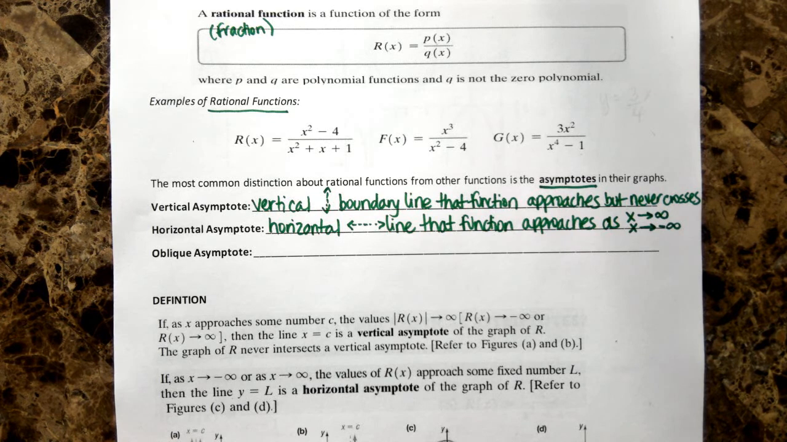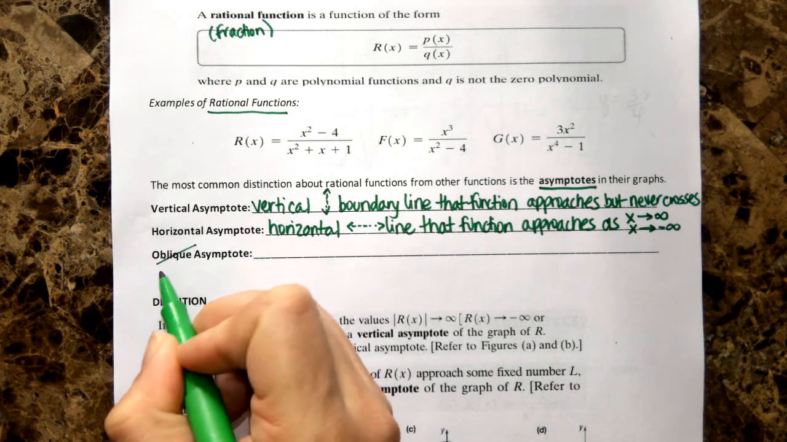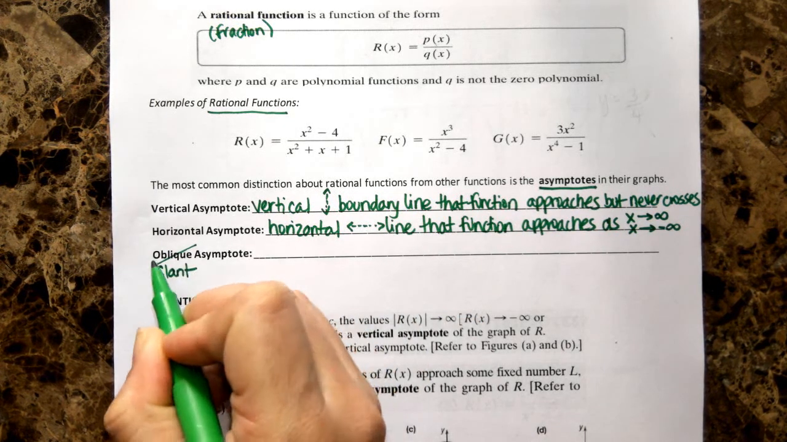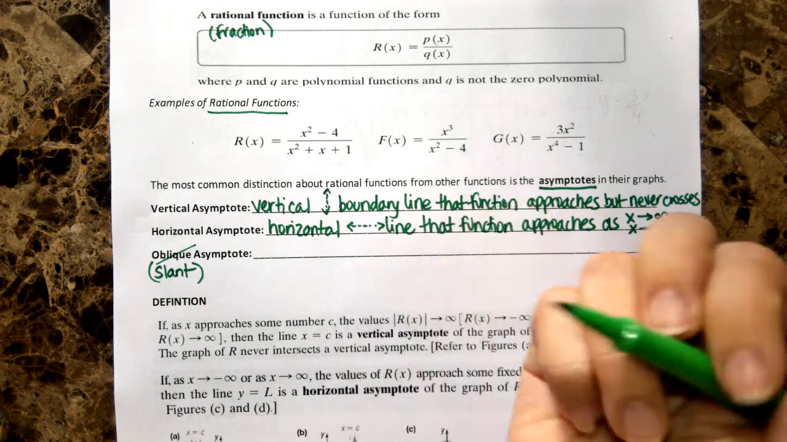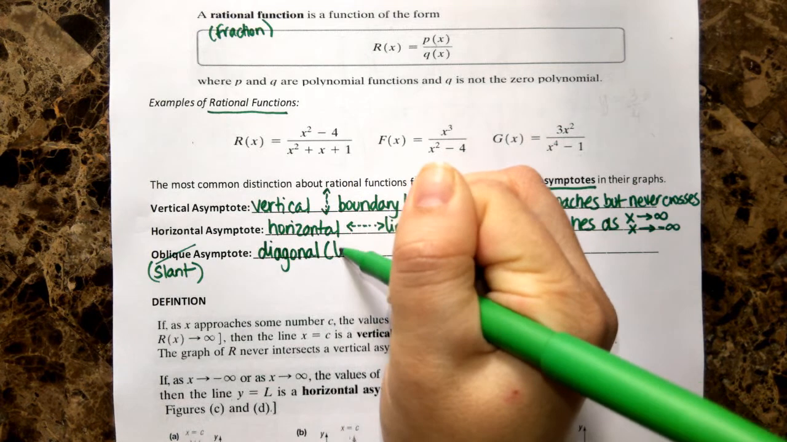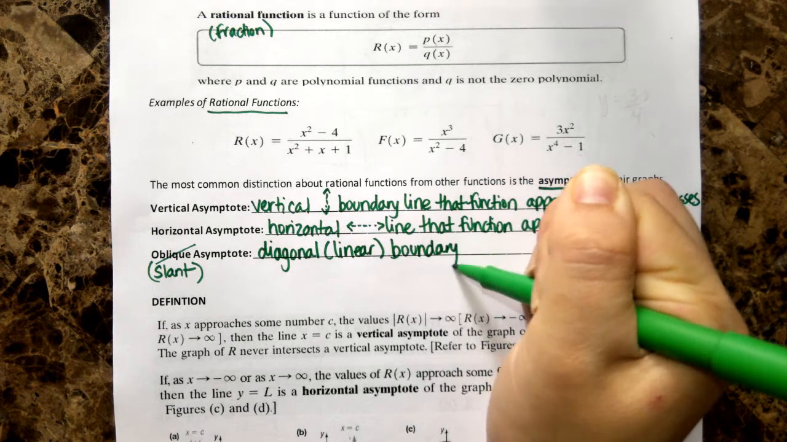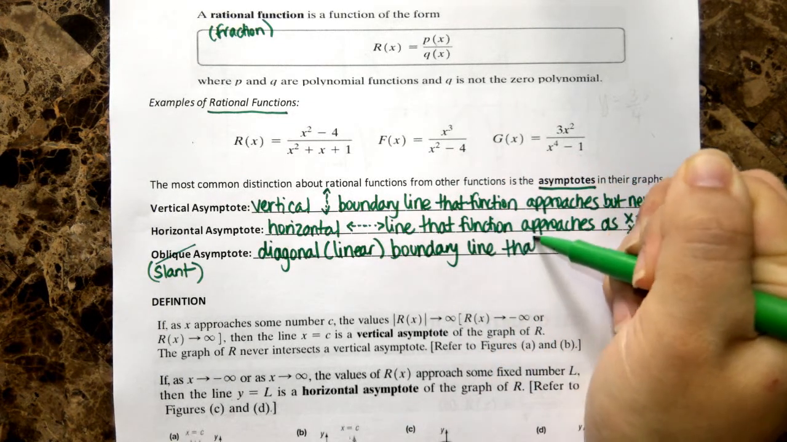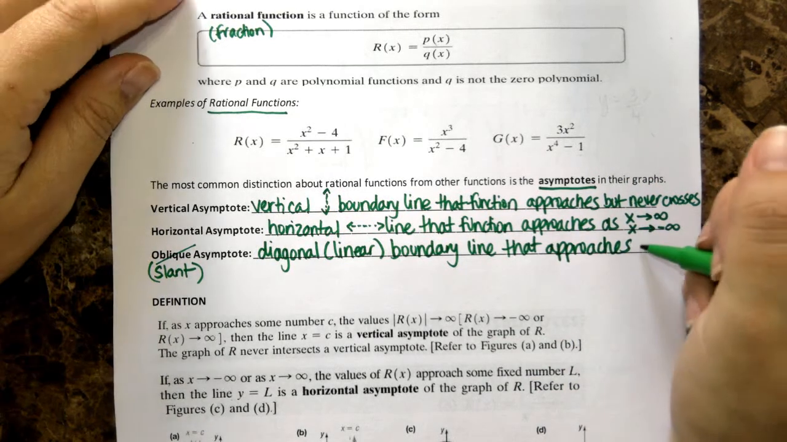And then the last type of asymptote is the oblique asymptote. Now this one isn't as common. I think we'll just do maybe one example on it. But an oblique asymptote, another way to say oblique, I've also heard of a slant asymptote. So they mean the same thing. You might just hear slant or you might hear oblique, but pretty much means it's a diagonal or linear boundary line that a function approaches, it gets really close to, but it doesn't ever intersect.